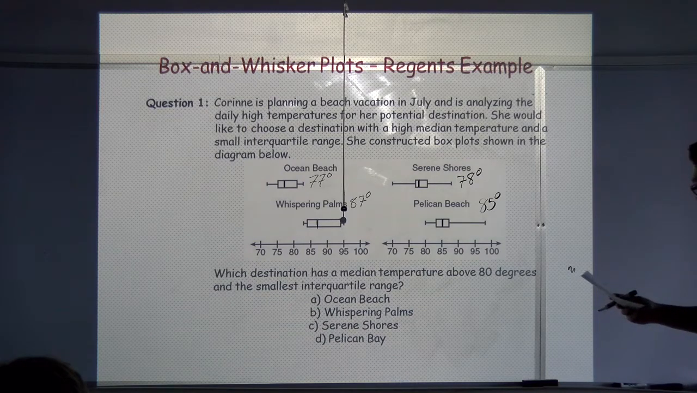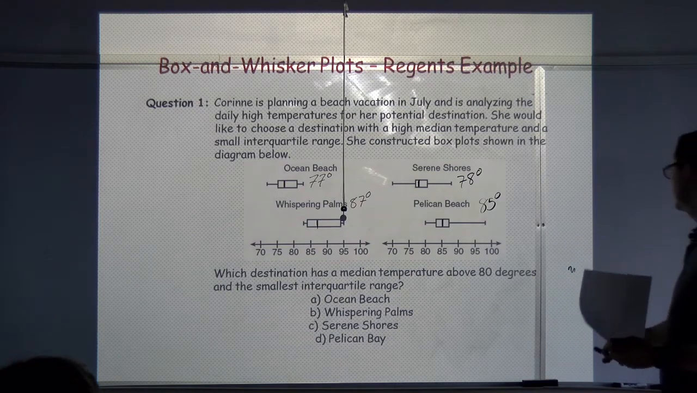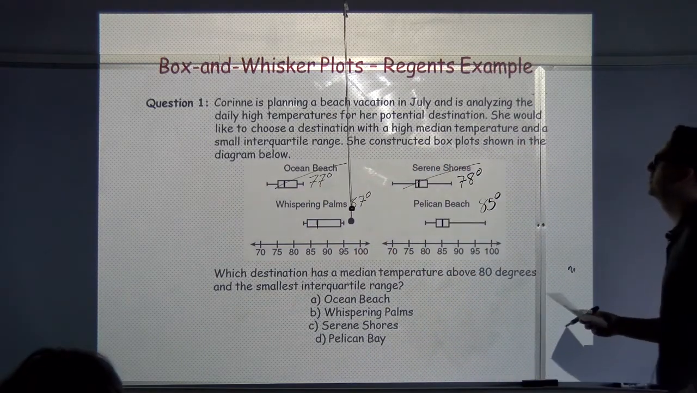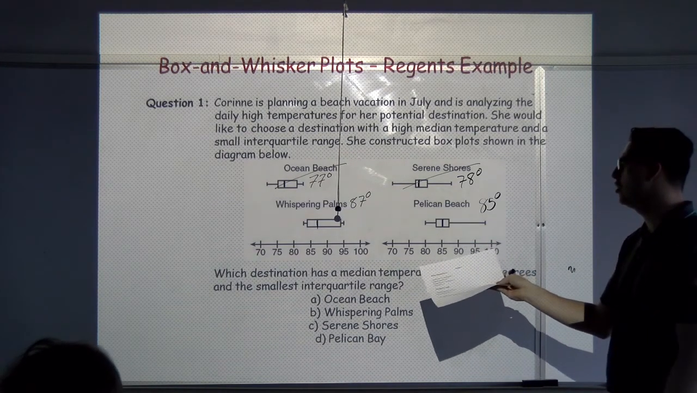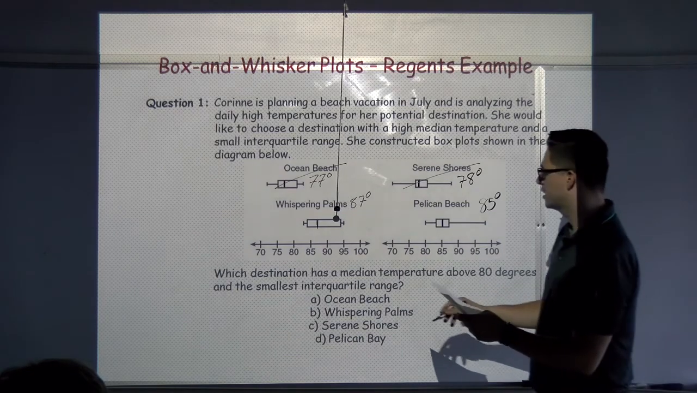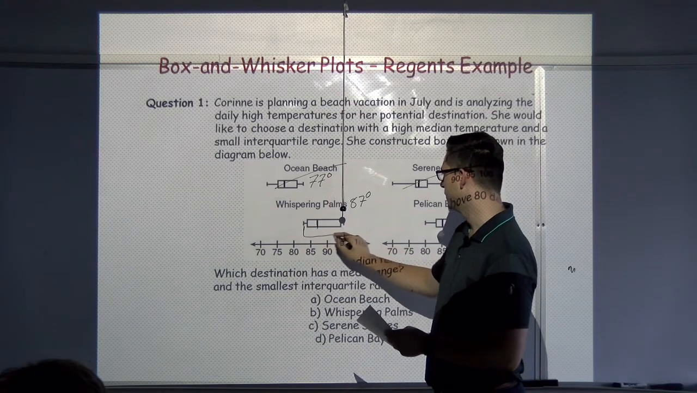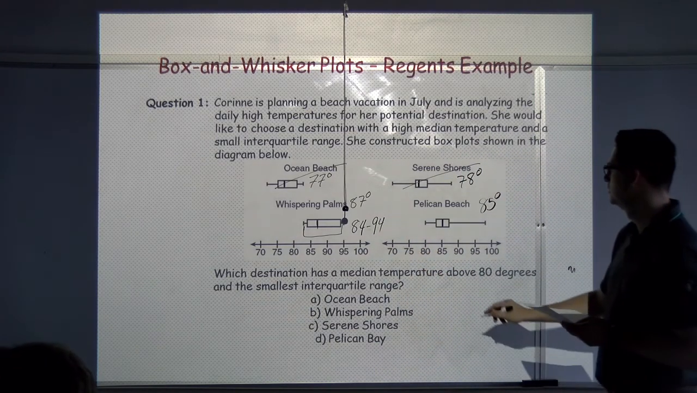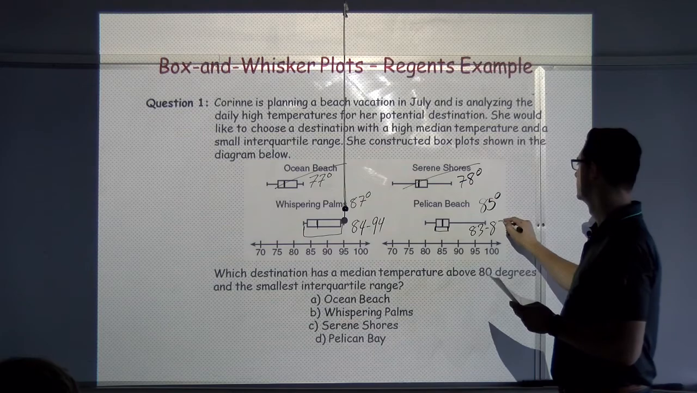Okay? So now she's looking for a median temperature above 80 degrees. Above 80 degrees. So right off the bat, we could eliminate our top two choices. So we're left with Whispering Palms and Pelican Beach. The second thing that needs to meet her qualification is the smallest interquartile range. So the interquartile range that we have for Whispering Palms is right around 84 to about 94. So 84 to 94 degrees. For Pelican Beach, it's about 83 and goes to about 87.